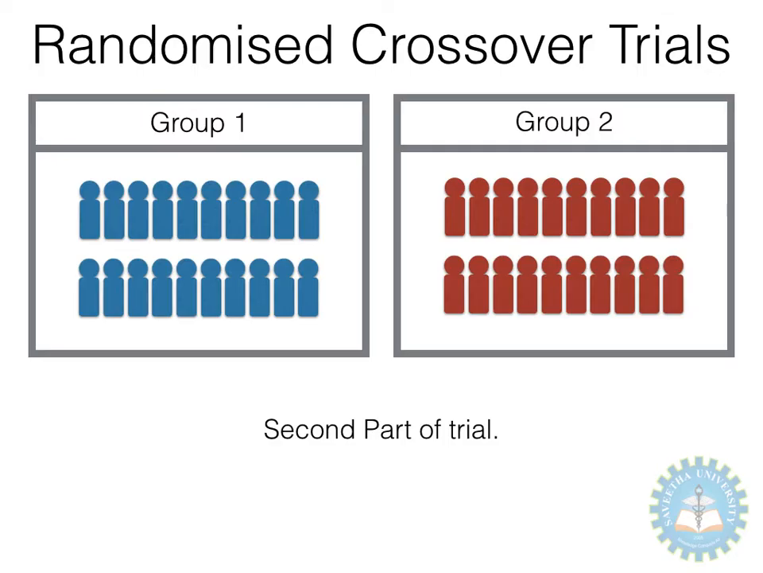When you do a crossover trial, you need to do a paired t-test and/or a repeated measures ANOVA if it involves more than 3 groups. So that is the randomized crossover trial.